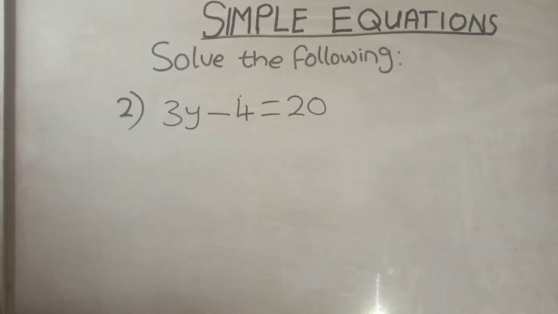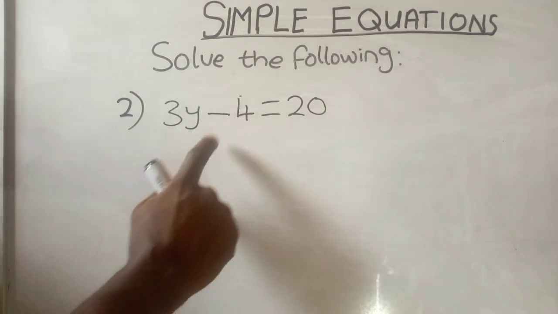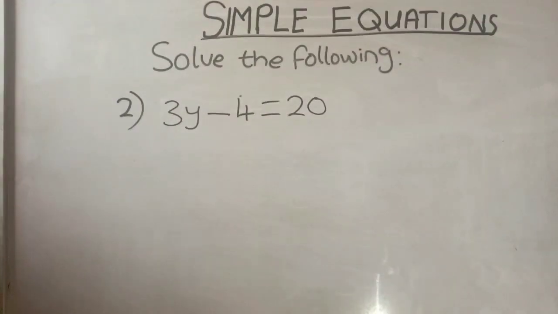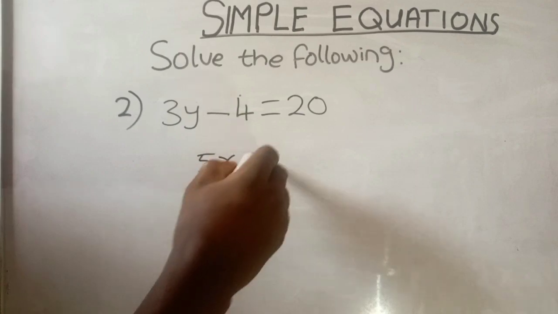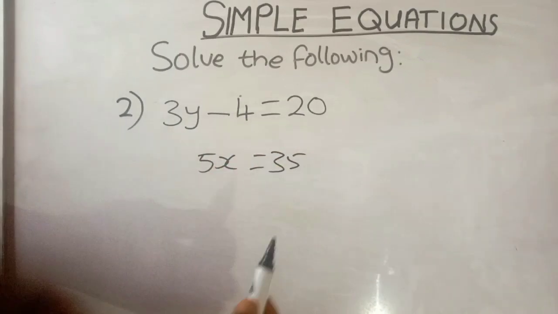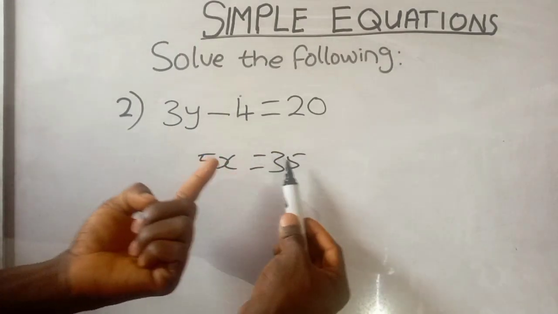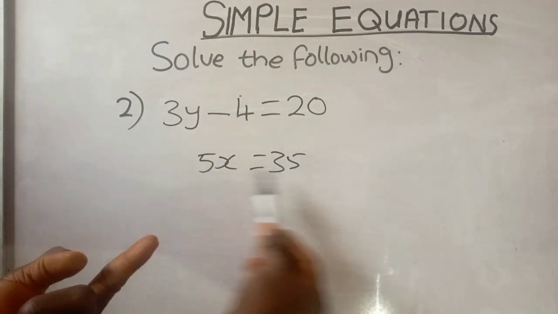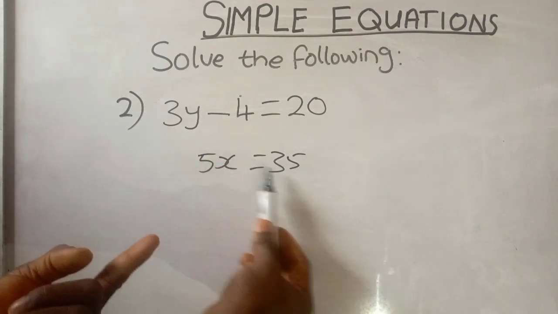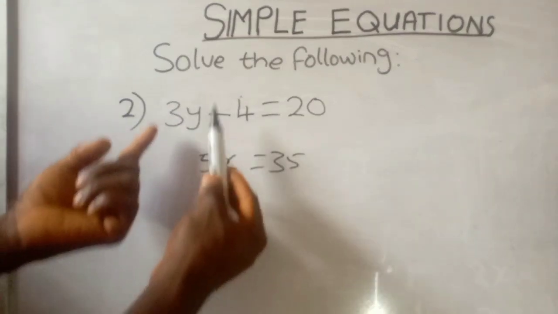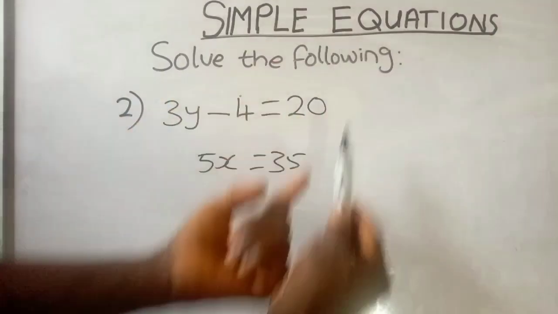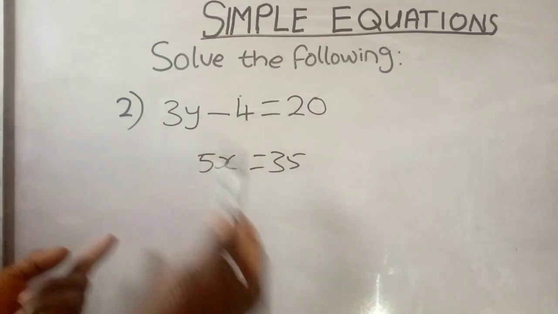In number 2, we have 3y minus 4 equal to 20. So what we're going to do in this case is that we are going to collect the like terms. If you recall, the first question says 5x equal to 35. That is to say, the question must be looking like this before we can actually divide both sides by the coefficient. But in this case now, we can't do that. The reason is because we're not having a particular term at the left and one other term at the right. We have up to 3 terms here.